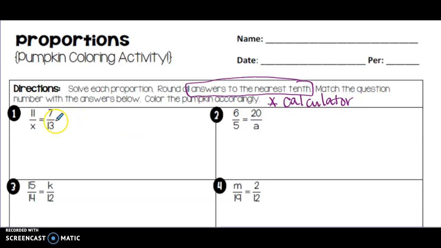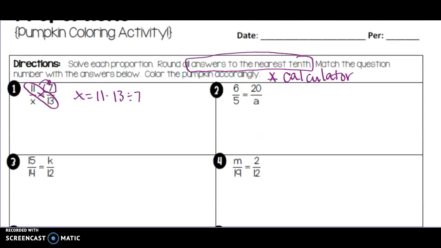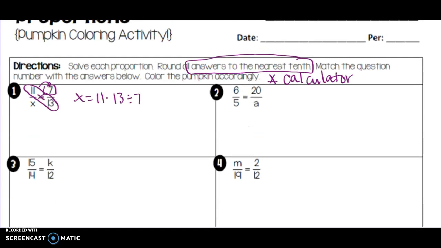Okay, and this is how you solve these. Multiply across, divide by the other number. So what you would enter for a solution for x on your calculator is 11 times 13 and then divide by 7. And you should not carry out your decimal past the tenths place value. And then there's a code at the bottom. I don't have a calculator that's really handy and I'm running out of time.